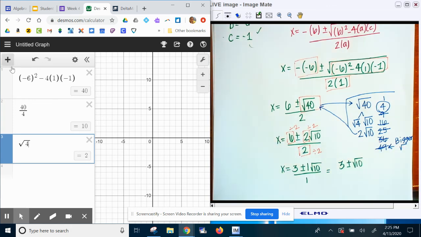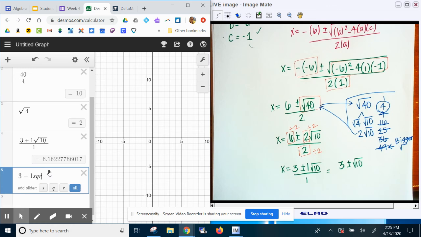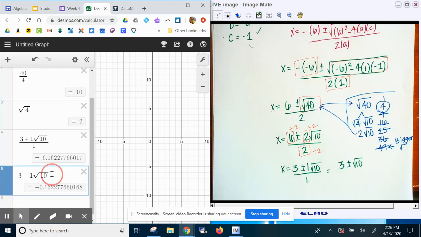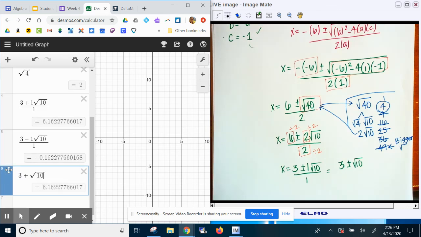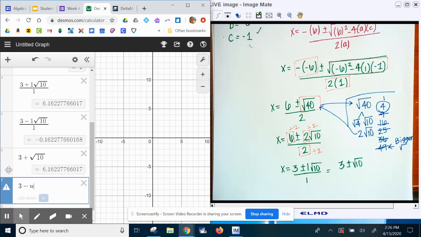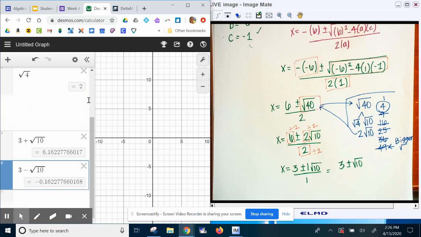And I can even show you that right here on Desmos. If I were to put in 3 plus 1 square root of 10 over 1, and 3 minus 1 square root of 10, all divided by 1, I would get the same thing as just 3 plus square root of 10 and 3 minus square root of 10. You see how that's 6.16 and 6.16? And I got negative 0.16 and negative 0.16. So those 1s can totally go invisible and you're fine.